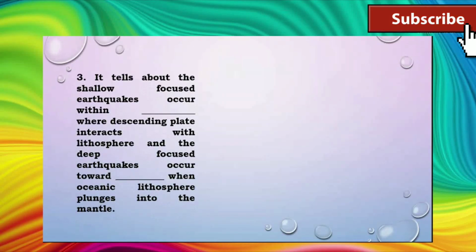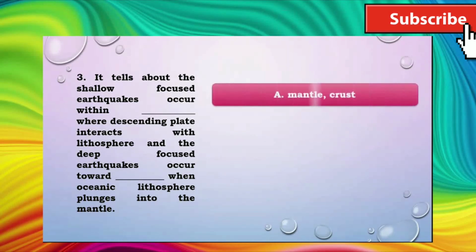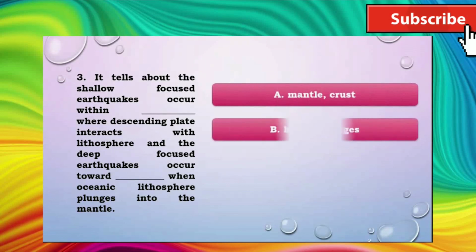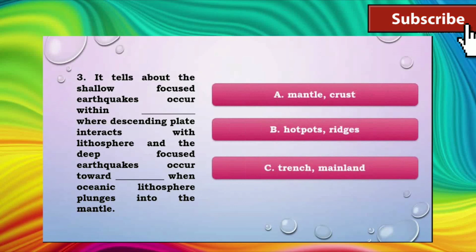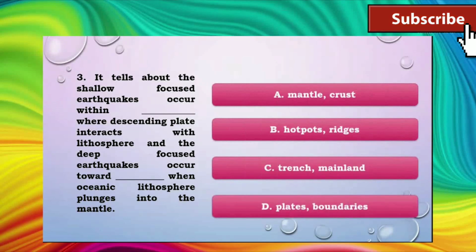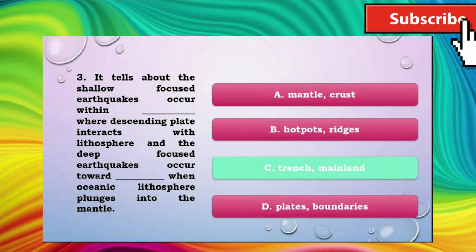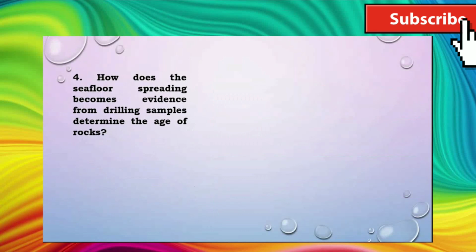Number 3. It tells about the shallow focus earthquakes that occur within blank, where descending plates interact with the lithosphere, and the deep focus earthquakes that occur toward blank, when oceanic lithosphere plunges into the mantle. A. Mantle and crust. B. Hot spots, ridges. C. Trench, mainland. D. Plate boundaries. Think of your answer. The answer is C. Trench, mainland.